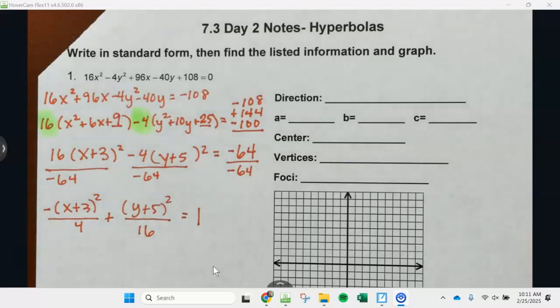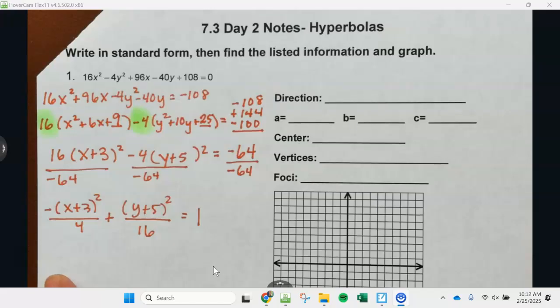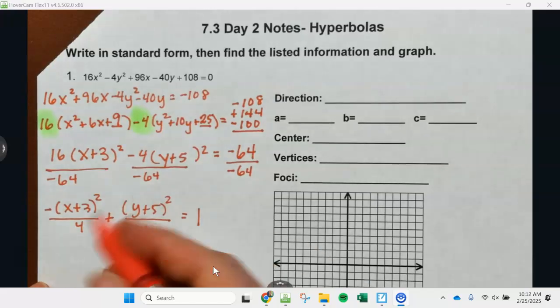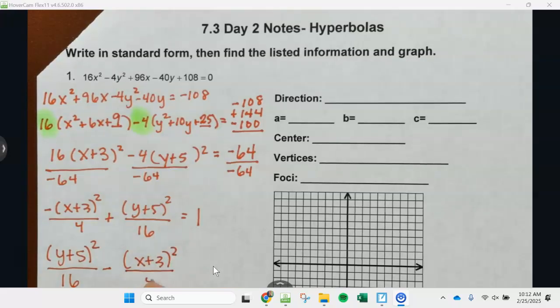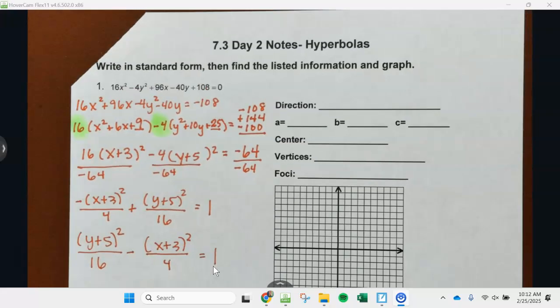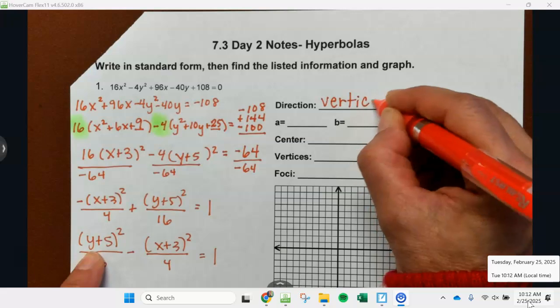And guys, this is why the top changes on hyperbolas. We always list the positive fraction first. So boom, y is about to go in the front. If y is in the front, we know it's going to be a vertical hyperbola. So y plus 5 squared over 16 minus x plus 3 squared over 4 equals 1. Okay, let's go ahead and graph this. So we know for sure that it's vertical because our y term was positive.